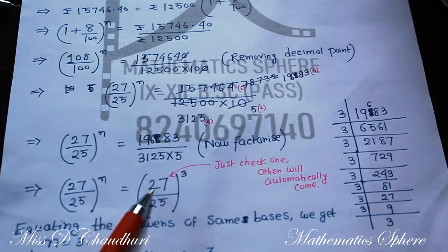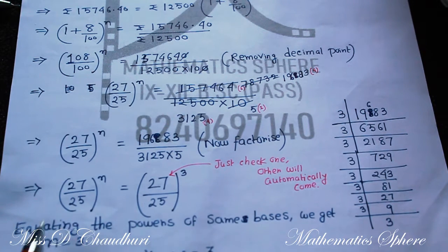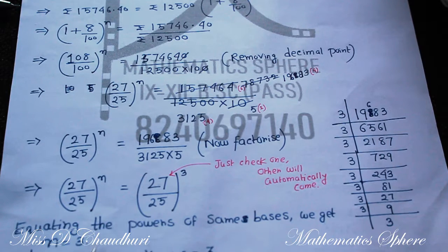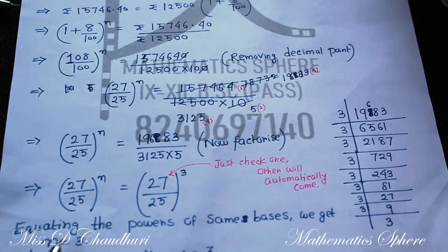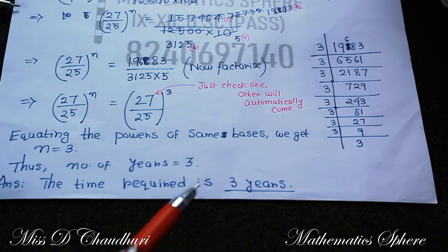Now see, we are seeing these two bases are equal. So if the bases are equal, then the powers must be equal, so we write, equating the powers of the same bases, we get n equal to 3. Now, was this interest compounded annually or half yearly? Annually, so n here will be years only, so directly we can write that the time required is 3 years.